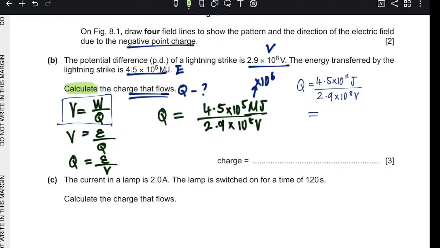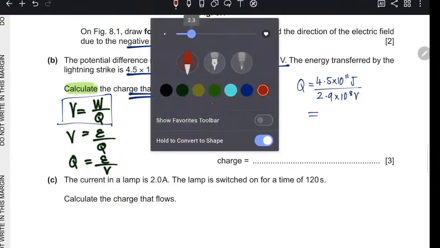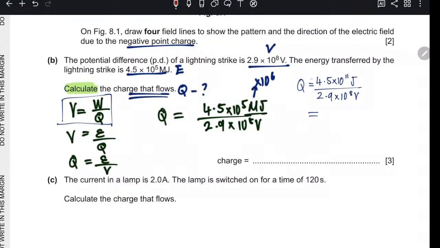Can somebody tell me what this is? When you are putting this in, look how you're going to punch it. You say open bracket 4.5, then here it is, exp. So when you want to say times 10 to the power something, you just say exp. So you say 4.5 exp 11 divided by 2.9 exp 8. What do you get?